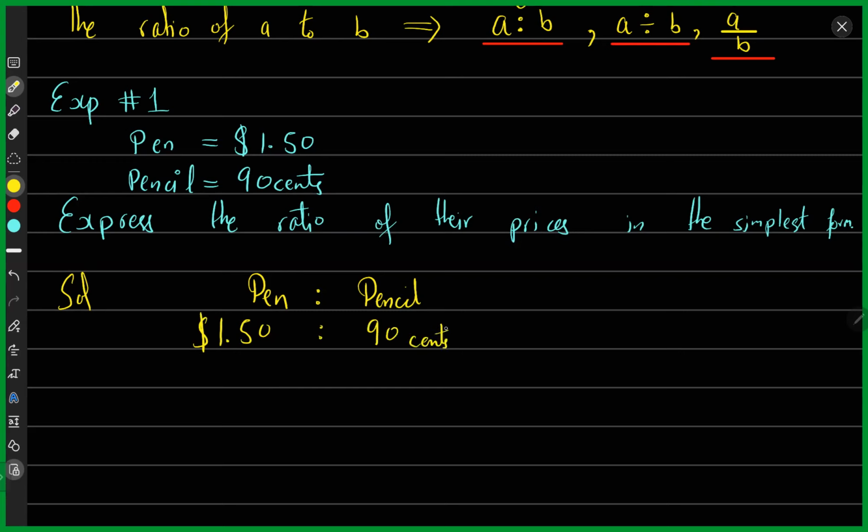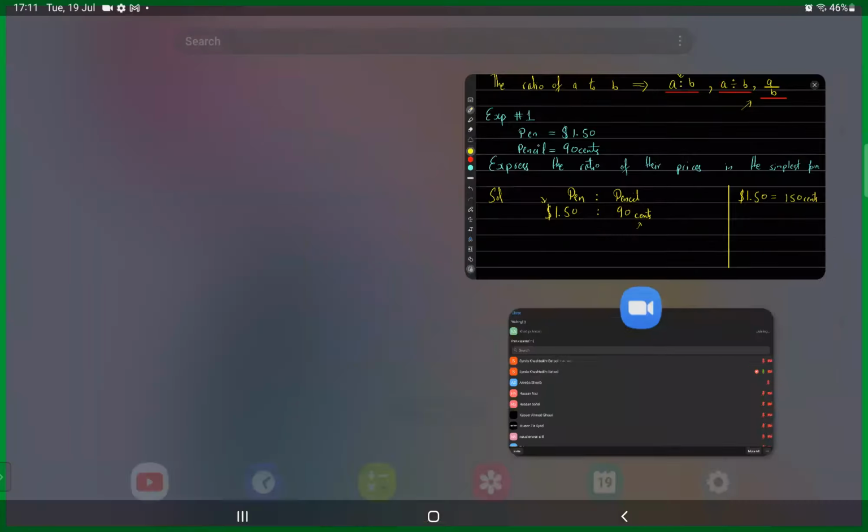Now I can certainly just simplify it this way, but the issue is that this thing is in dollars and this thing is in cents, and we need to make sure that the unit must be the same. Okay. So let's convert it over here. $1.50 is basically equal to 150 cents. Okay. For converting from dollars to cents, we multiply that figure by 100.